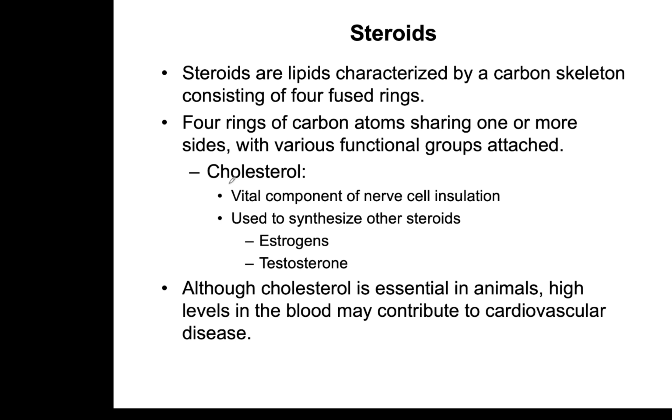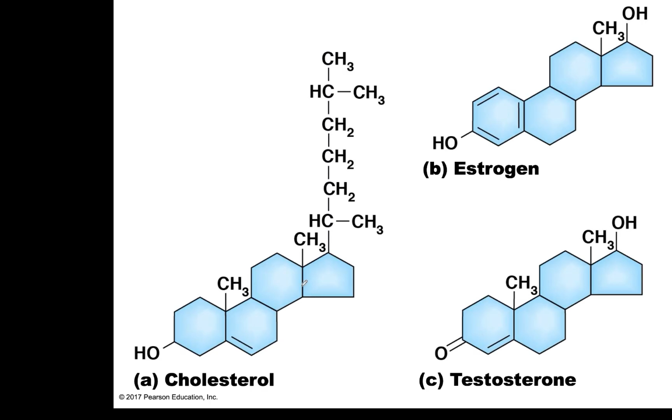But when we have too much cholesterol, this cholesterol can accumulate in the wall of a blood vessel, which can cause cardiovascular problems. So although cholesterol is essential in animals, a high level in the blood may contribute to cardiovascular disease. So this is the chemical structure of a steroid.